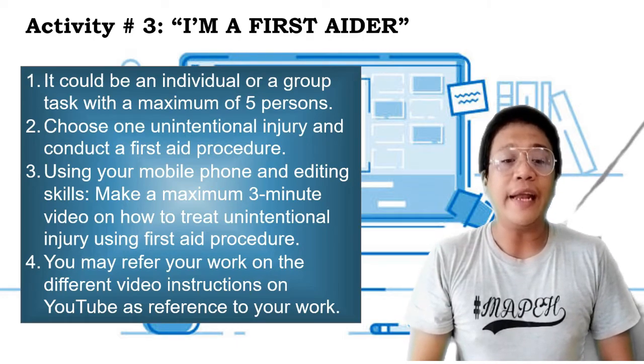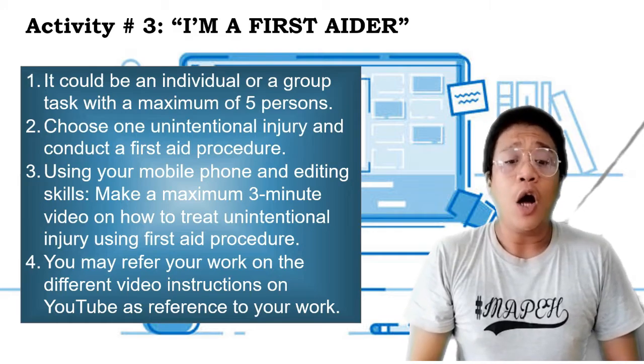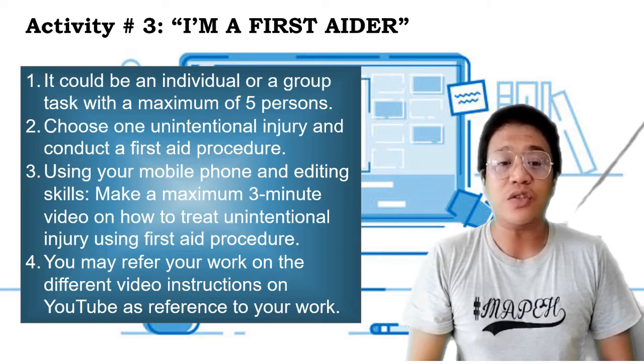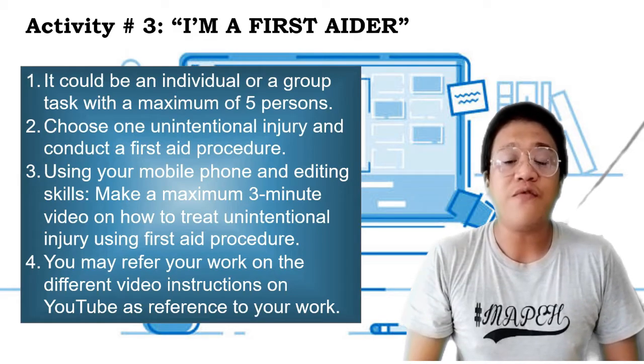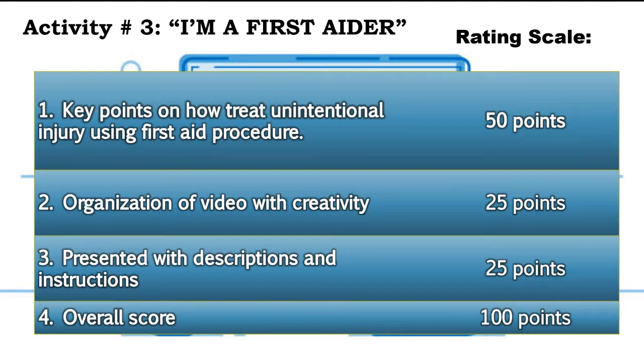Using your mobile phone and editing skills, make a maximum of 3-minute video on how to treat an unintentional injury using first aid procedures. You may refer your work to different videos, such as instructions on YouTube, as reference to your work. Rating scale number 1.